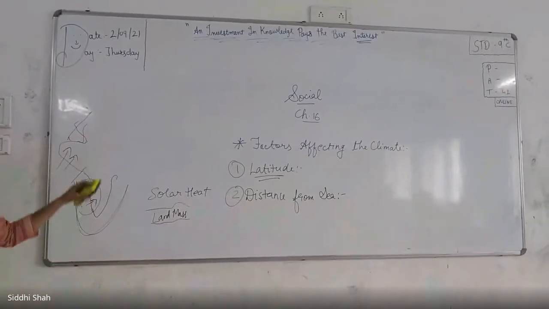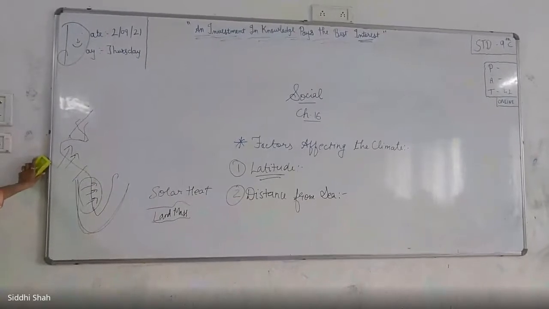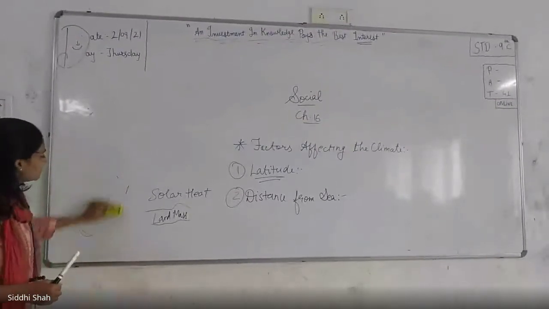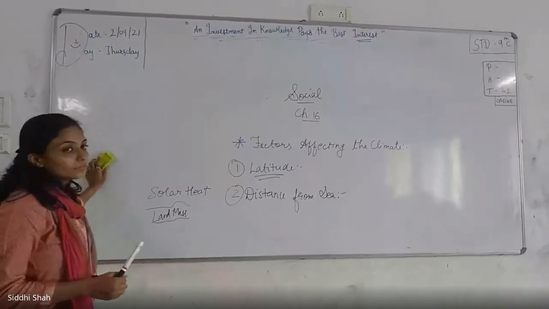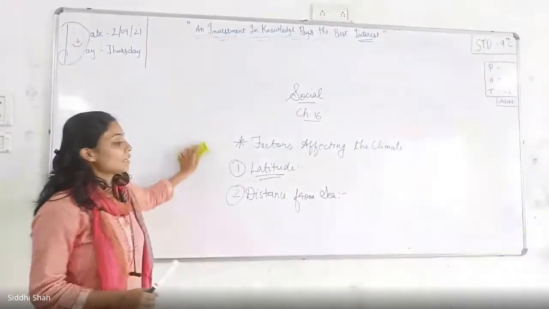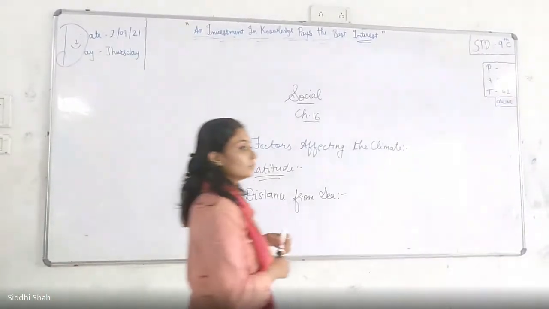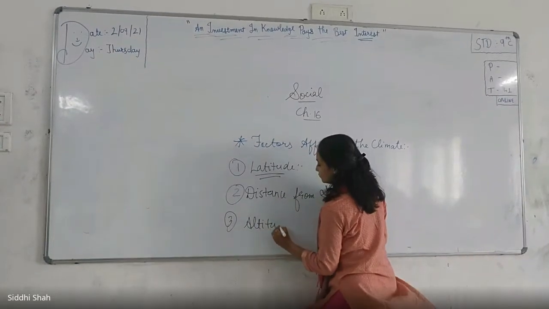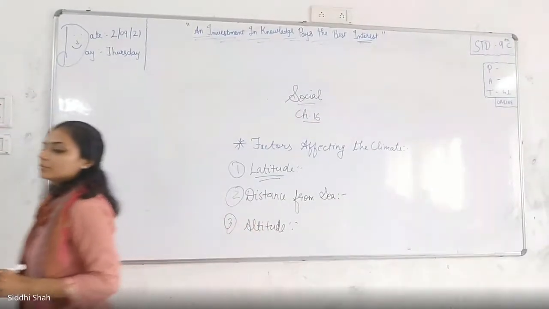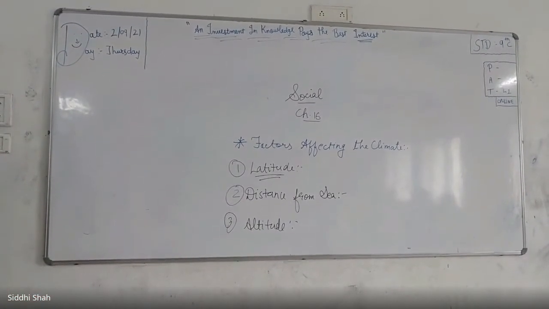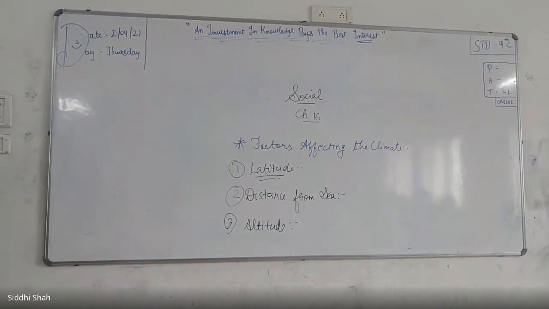Clear? Distance from sea. Clear? Third is altitude, which is a relief factor. Now what is altitude? It is a relief factor which is relating elevation. What is elevation? Elevation.